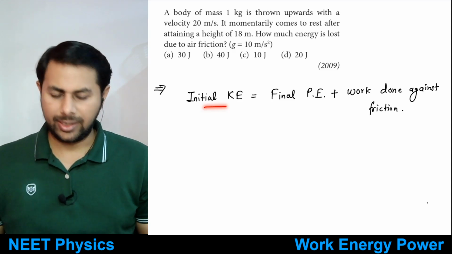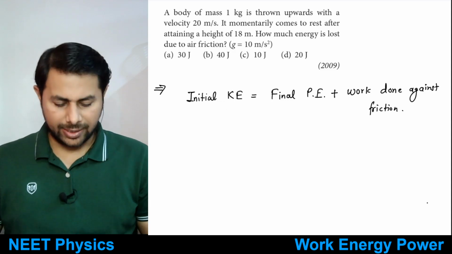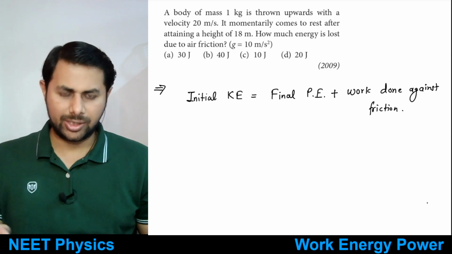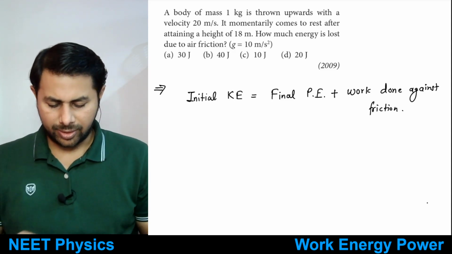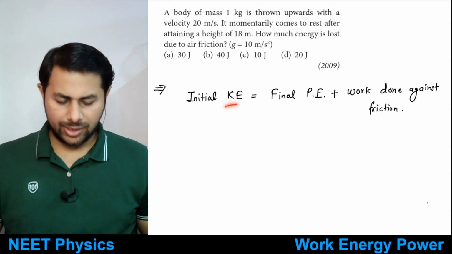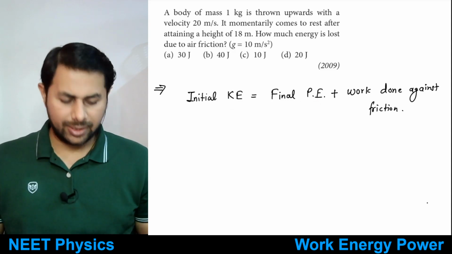So that's why we can say initial potential energy is equal to initial kinetic energy, because it is thrown with some velocity initially from the ground, so no potential energy. Or we can say potential energy at the ground is 0. So initial KE is equal to final potential energy plus some work done against the friction.